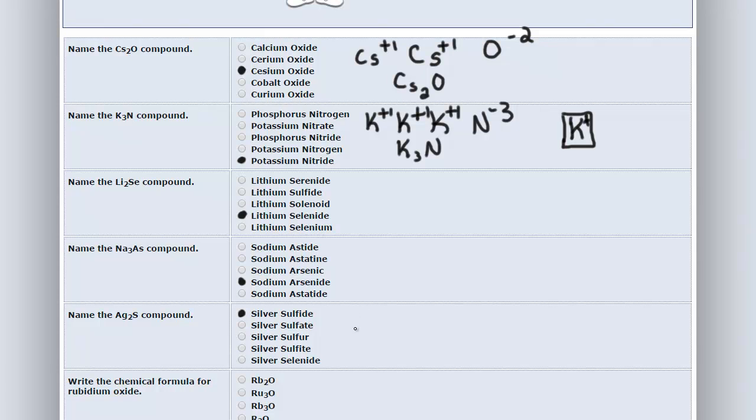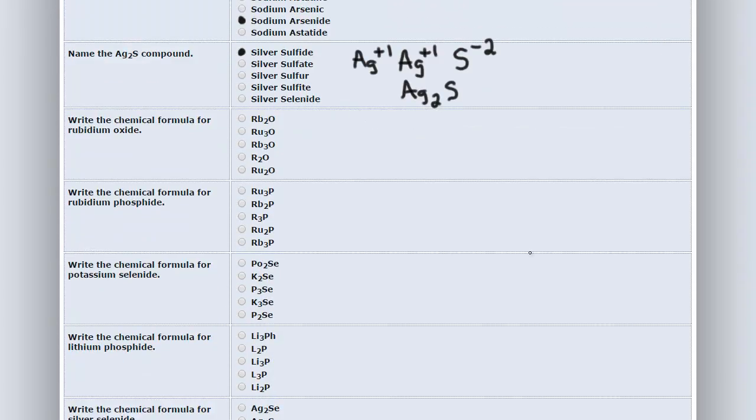And again, let's just write that out real quick. Ag is a +1, and we have two of them. And sulfide is a -2, so we have Ag2S, silver sulfide. All right, let's try some of these others.